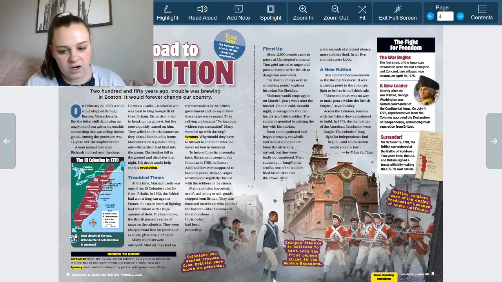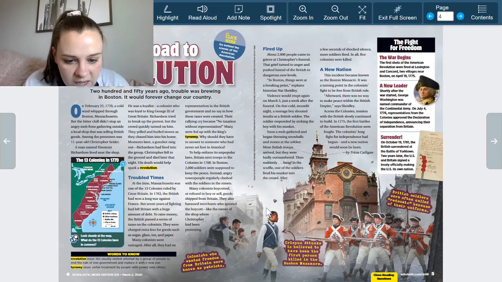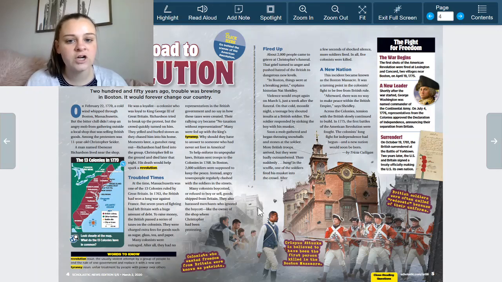This guy here, it says, Crispus Attucks is believed to have been the first person killed in the Boston Massacre. So that was the one that we talked about in this section. That was where the 5 colonists were murdered.